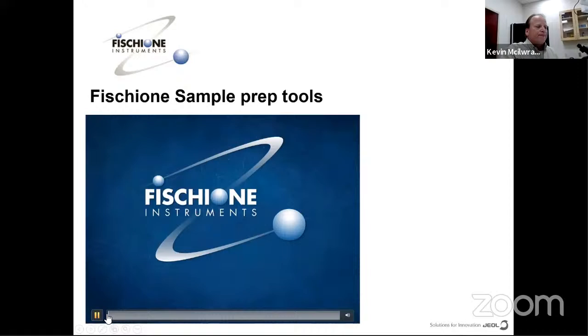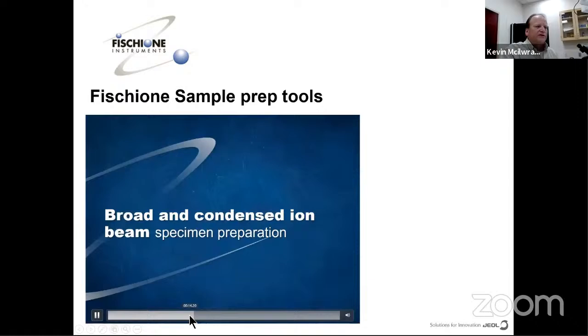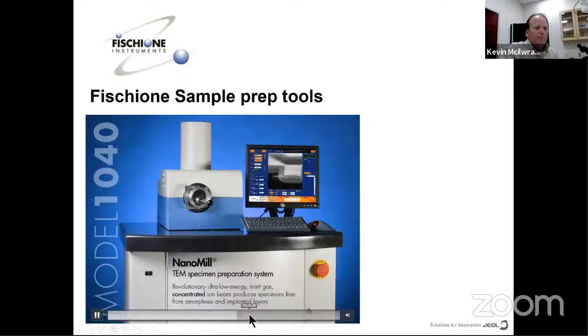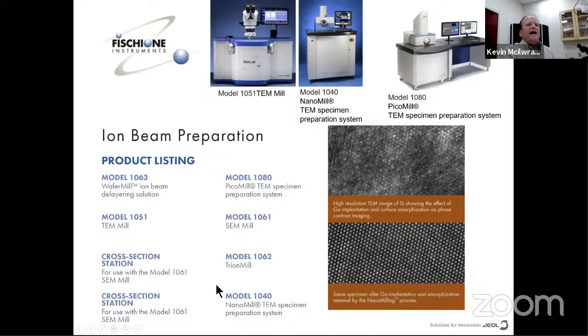Fischione makes conventional TEM prep systems where we can jet polish samples, which is good for bulk materials, bulk metals, and also ion beam systems, which are the tabletop milling systems, the Pico mill that I talked about. And I'm going to go into the plasma cleaners separately. Conventional specimen preparation is for thin samples, usually metals, using jet thinning. And then ion beam, and here is again another example of how cleaning up that amorphous damage really gives you a good view of the sample itself.